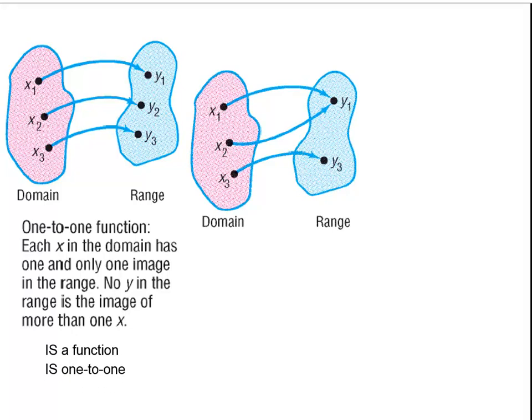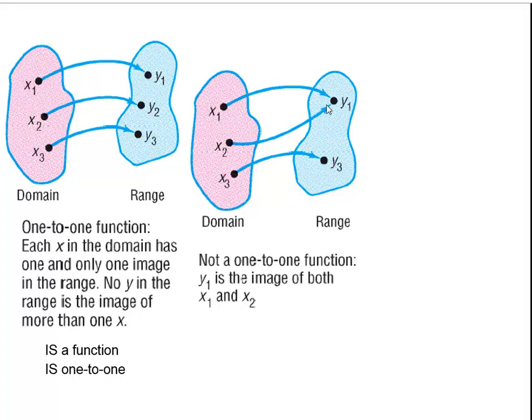Now in this example, we have a representation of a generic function, and again this is a function because for each x there's one and only one y. For this x there's one and only one y. For this x there's one and only one y. However, this example is not one-to-one because this y value comes from two different x values. So I would not call this function one-to-one.